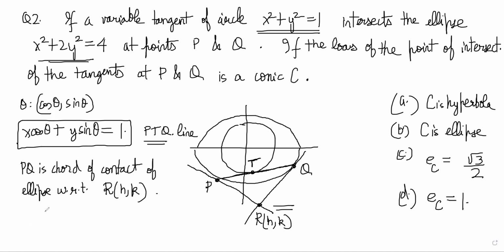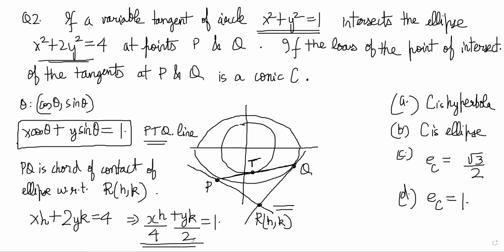So therefore the equation of the chord of contact would be what? xh plus 2yk equals 4. So basically xh by 4 plus yk by 2 equals 1. This is the equation of the chord of contact. And basically this line should be the same as this line, right? Because both are representing the same line.